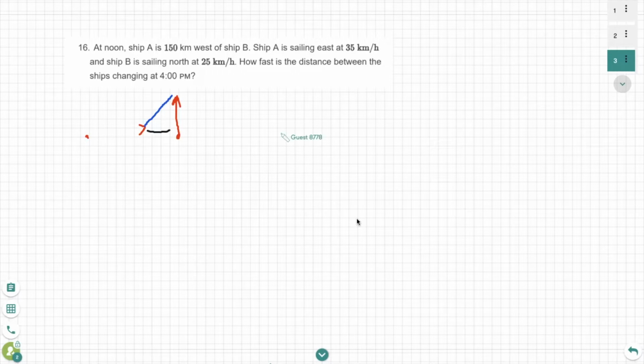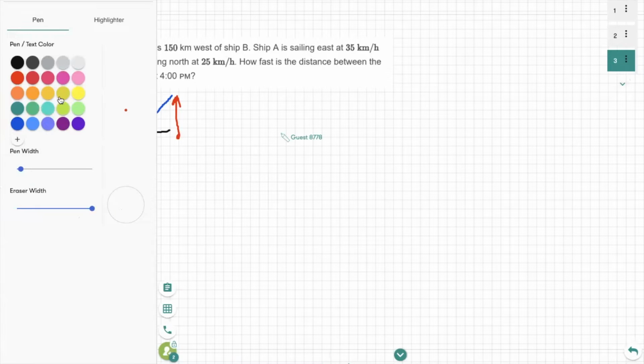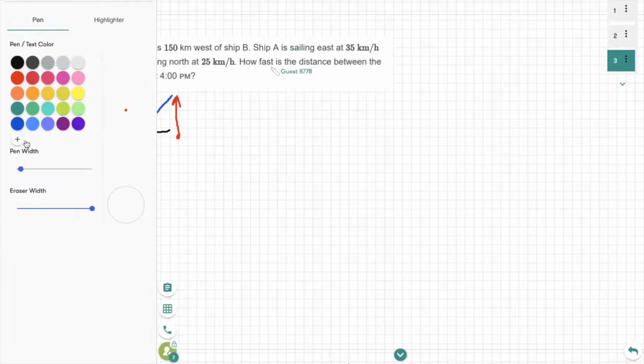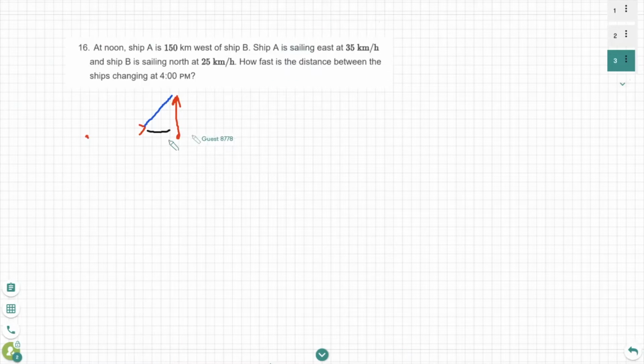So derivative, so da over dt plus db over dt is equal to dc over dt, or squared, all of those terms squared. I think you're on the right track, because at any point after noon, wherever they are is going to form some right triangle.